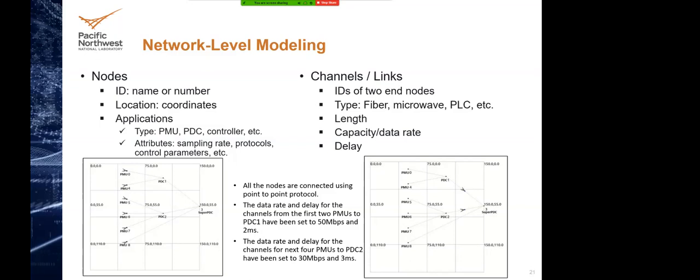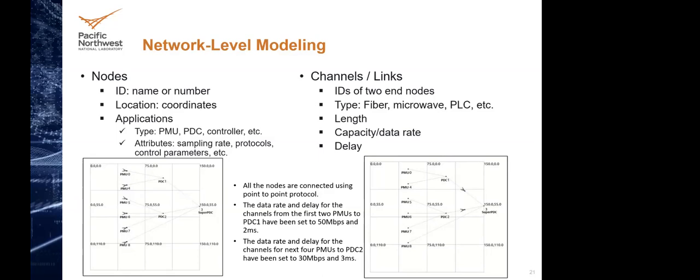In the network level modeling, we have to define the nodes in NS3, and the channels or links which connect these different nodes. For the nodes, there are different attributes we have to set: the ID, which gives the name and number of that particular node, and the location, which gives the coordinates of where exactly the node is. We also have to define the application, meaning which type of node it is, whether it's a PMU node, a PDC node, or a super PDC. Then we also have to define other attributes, like the sampling rate, the protocol it is going to follow, and the control parameters. All these attributes we have to define for each node.